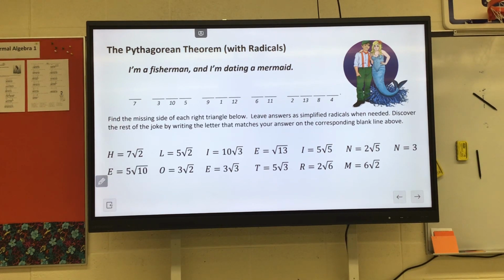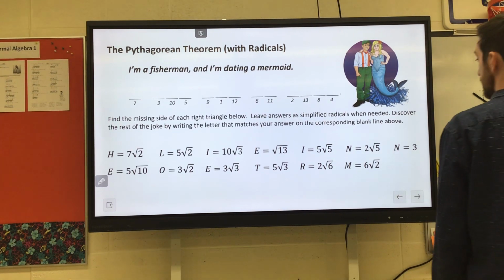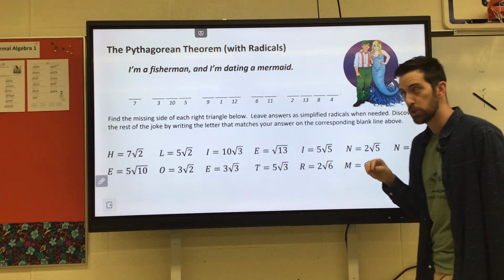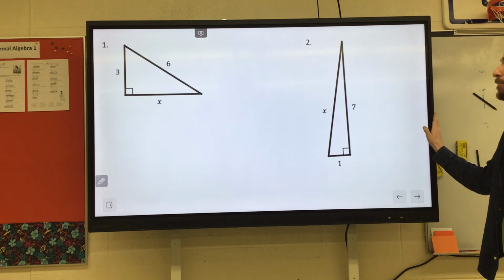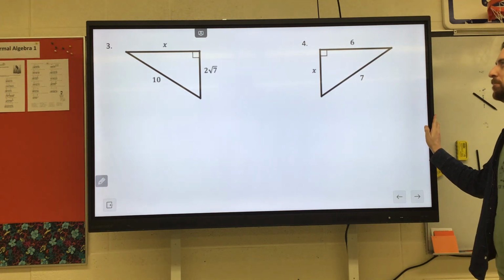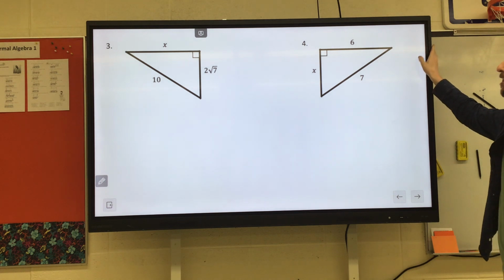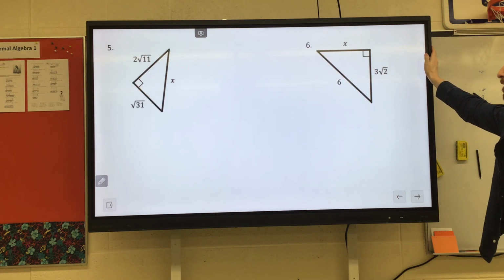We're going to do the Pythagorean Theorem again, but today our answers are going to work out to radicals. Ooh, that sounds pretty radical. Let's skip maybe to the middle of this. Let's look at, let me find one where we're finding the hypotenuse.